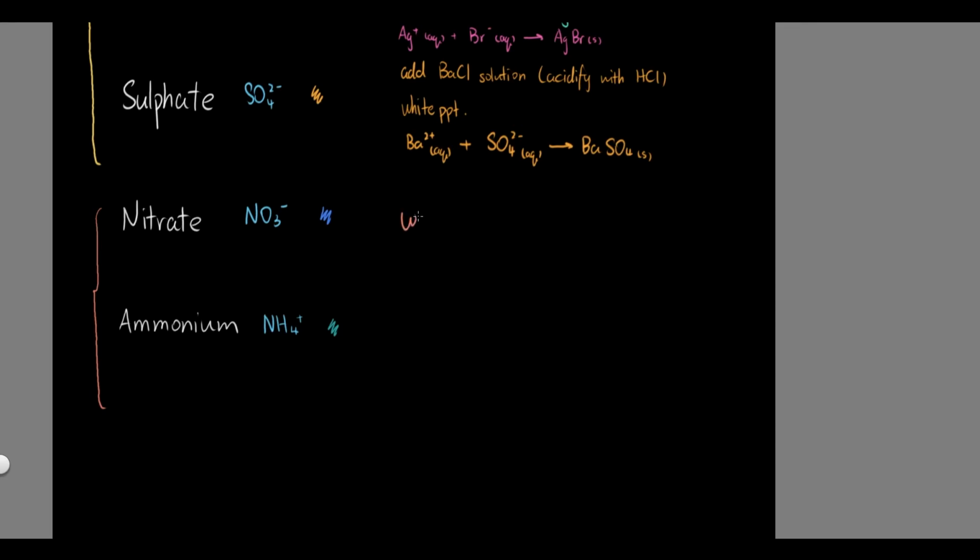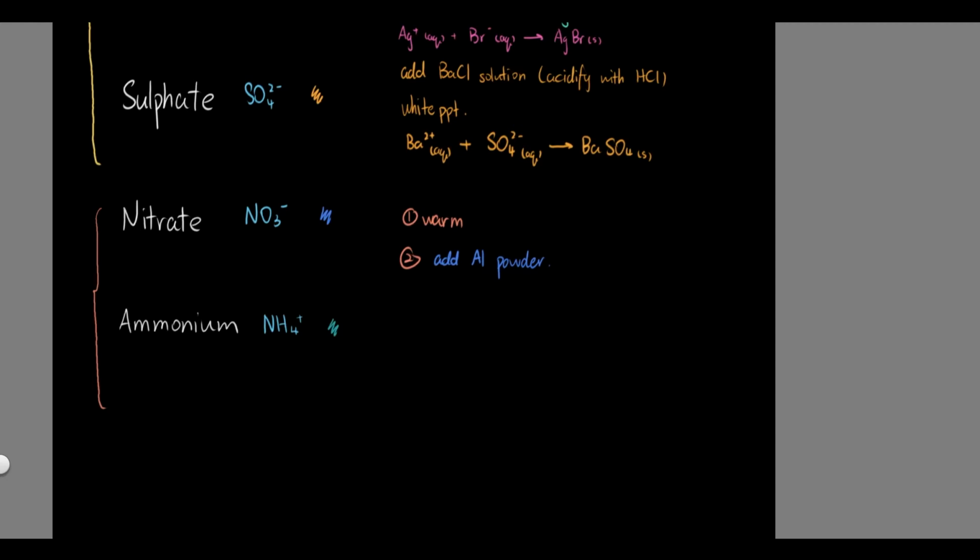The common step is that you would warm it first of all, so that the rate of reaction will increase, and then it depends. Only if it's nitrate, you would add aluminium powder.